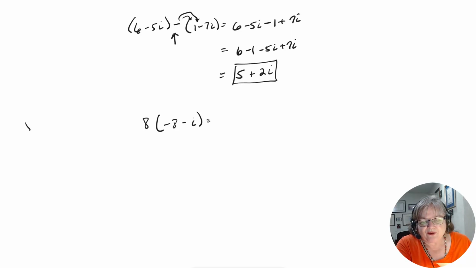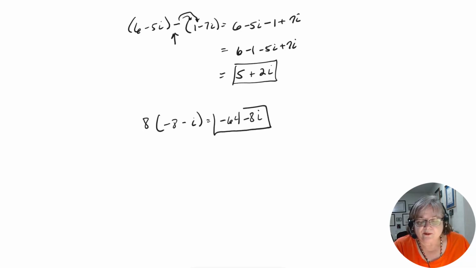It's sort of like if you took 8 times (8 plus x), right? You could distribute this 8 over. So in a way, the imaginary, the little i, acts kind of like a variable, but it is a number, right? So 8 times a negative 8 is negative 64, and 8 times a negative i is negative 8i. And they are not like terms, so you cannot add them up together.